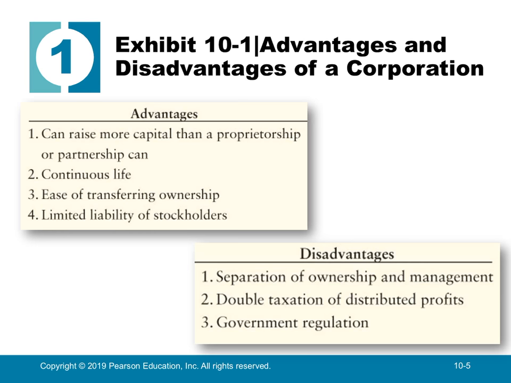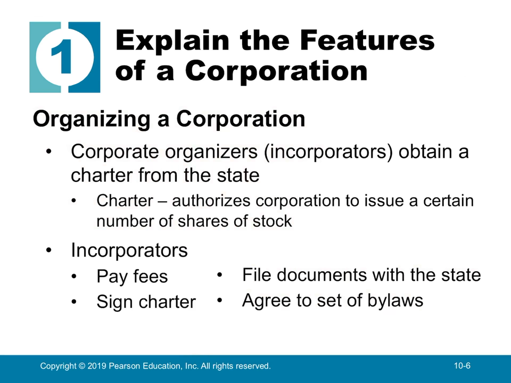So, as a repeat, what are some of the advantages? Why would you set up a corporation? Easier to raise capital. It has a life that goes on forever. Very easy to transfer ownership, and it provides limited liability. What are some bad things? Well, you're now separating who owns it and who manages it, so that can become an issue. You get taxed double, or you have this idea of double taxation, and you're going to expose yourself to a lot more government regulation.